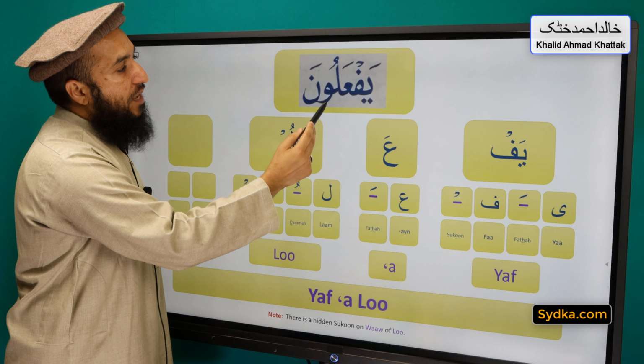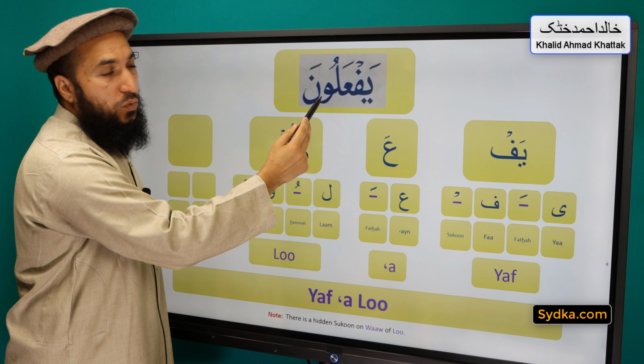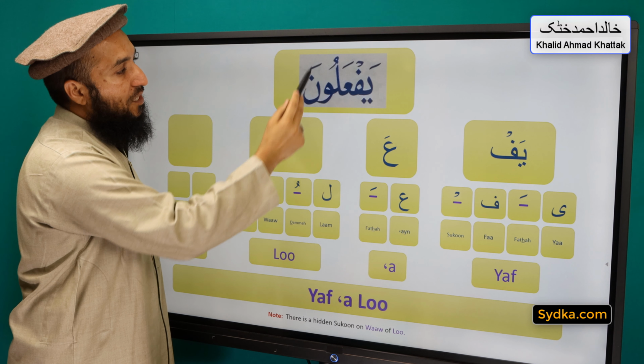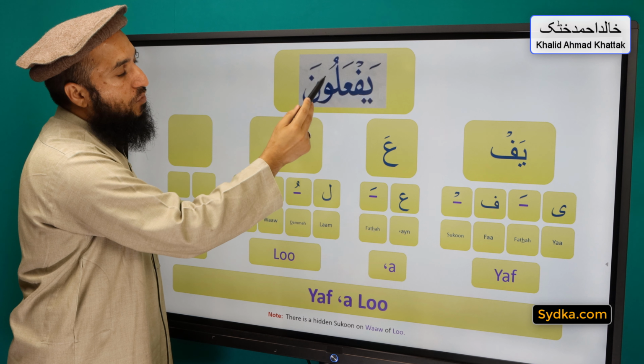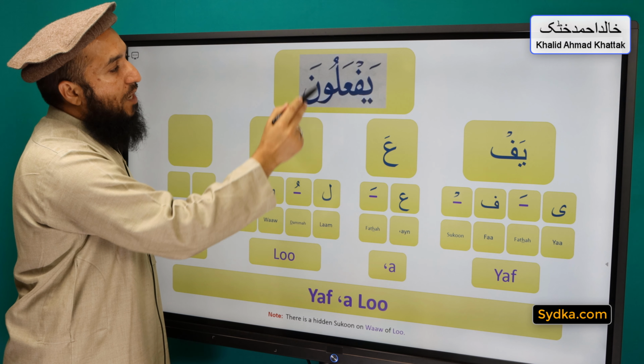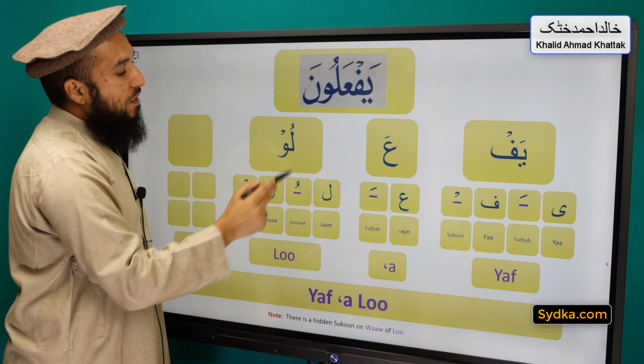The third syllable we have is lam dhamma waw sukoon lu. Lam is a light letter, in this case it has dhamma on top of it, it is followed by waw, and waw has a hidden sukoon, and it is prolonged for 2 counts. Lam dhamma waw sukoon lu.